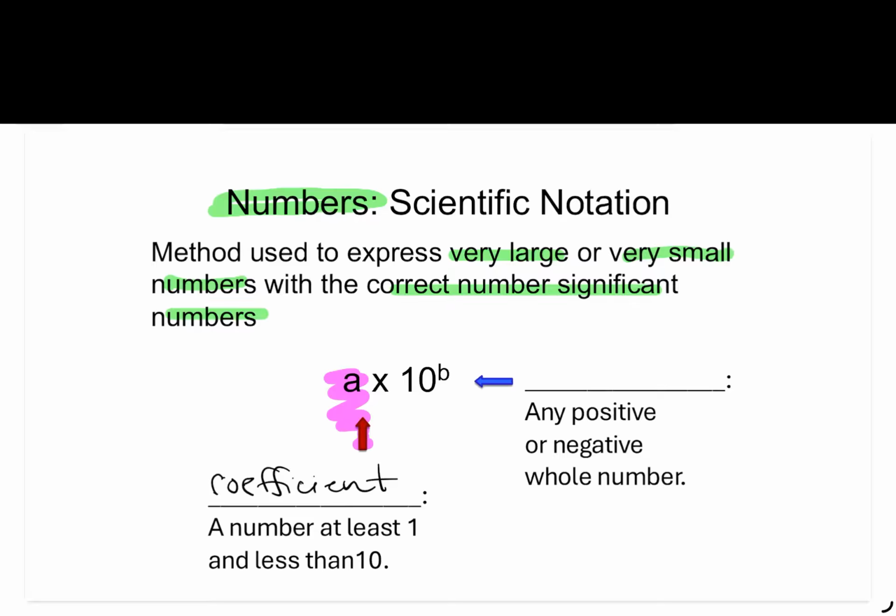The other part of a number in scientific notation is the B part, and that is called the exponent. This is going to be any positive or negative whole number. So we won't have numbers with decimal places in them. It'll just be 1, 2, 3, or -1, -2, -3, etc.